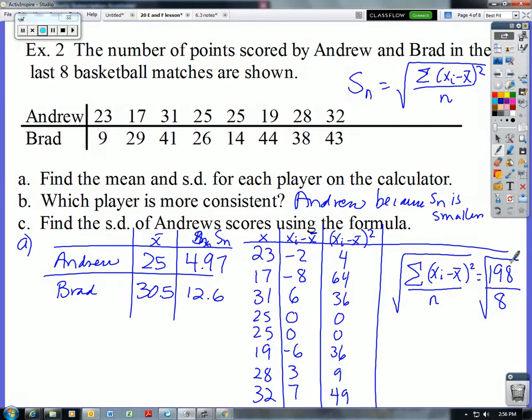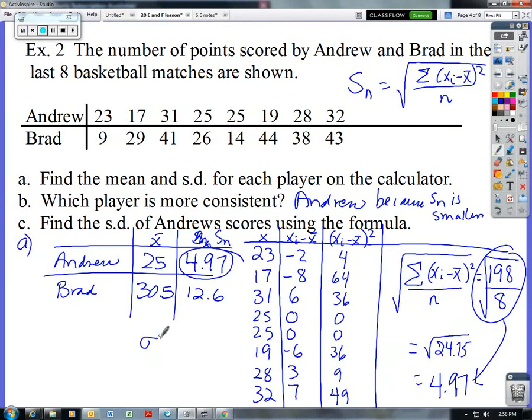Try this on your own because I want you to be convinced that we did it correctly on the calculator. I got the square root of, I can't read my own writing. Anyway, at the end I got 4.97. So the square root of this is going to be 4.97, which confirms that we have to use rho of x on our calculator for standard deviation, not s. You're going to have to make sure and remember that. It's super important.